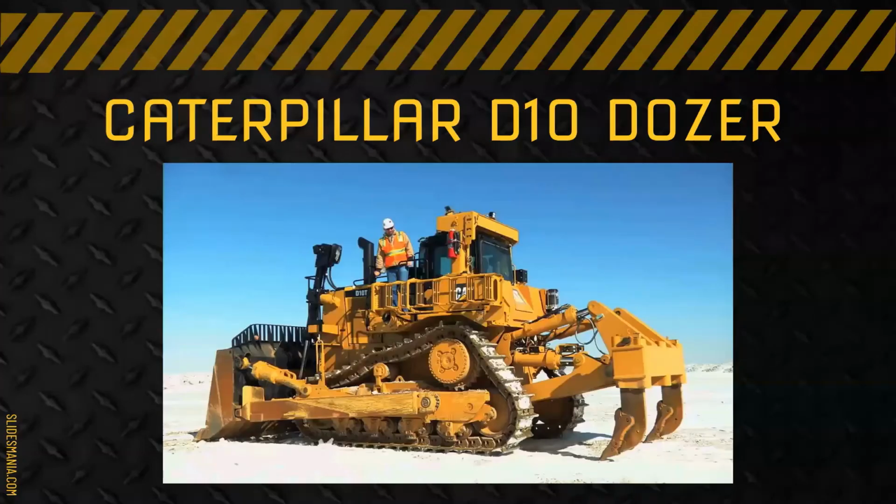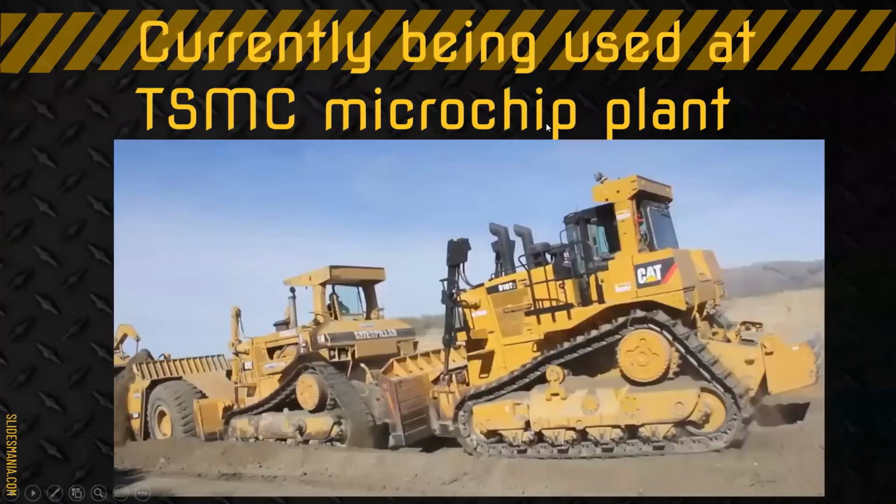Now I'm going to be talking about the Caterpillar D10 dozer, also known as the Cat D10. The only other dozer larger than this in the Caterpillar world is the D11. The dozer is a crucial piece of heavy equipment for excavation and grading. Currently, multiple D8s, D9s, and D10s are being used to grade the large Taiwanese microchip plant in North Phoenix.